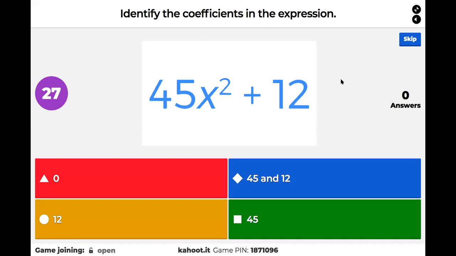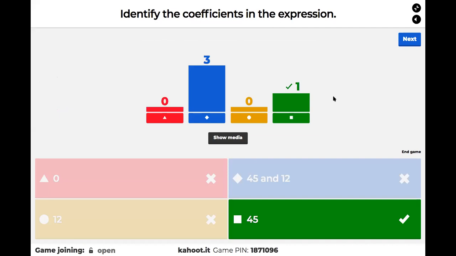Identify the coefficients in the expression. Okay. So if a number has no letter, it is not a coefficient. Yay. Oh. Yeah. So 45x. 45 is a coefficient, but 12 is an integer, right? A number by itself, whether it's positive or negative, is called an integer.